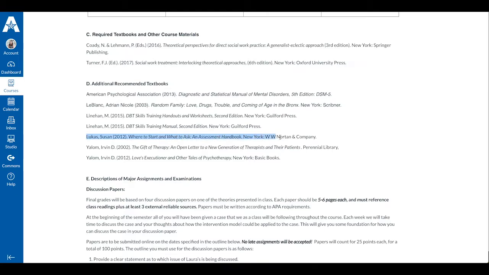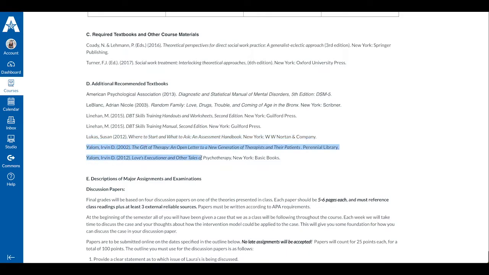This book by Susan Lucas is phenomenal, and I highly, highly, highly recommend it. Where to Start and What to Ask. It's a handbook on how to assess couples, individuals, children, families. I mean, it's so helpful. It gives a lot of great tools on how to provide a thorough assessment. It also provides a step-by-step in how to conduct a mental status exam, which is something that all of you should know how to do, and we will cover on the first day of class.